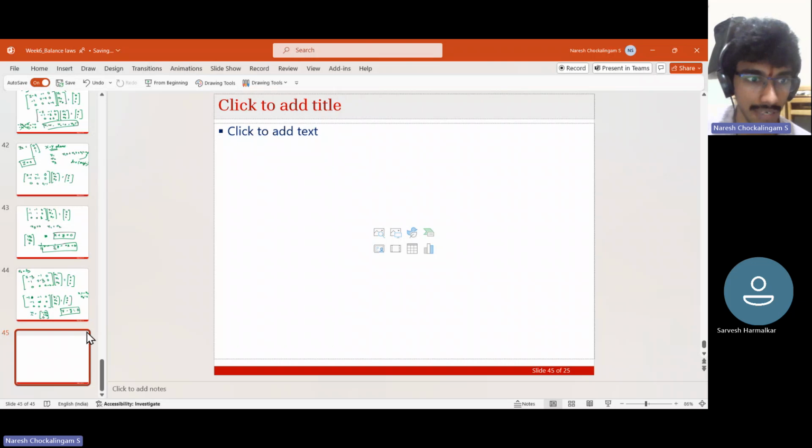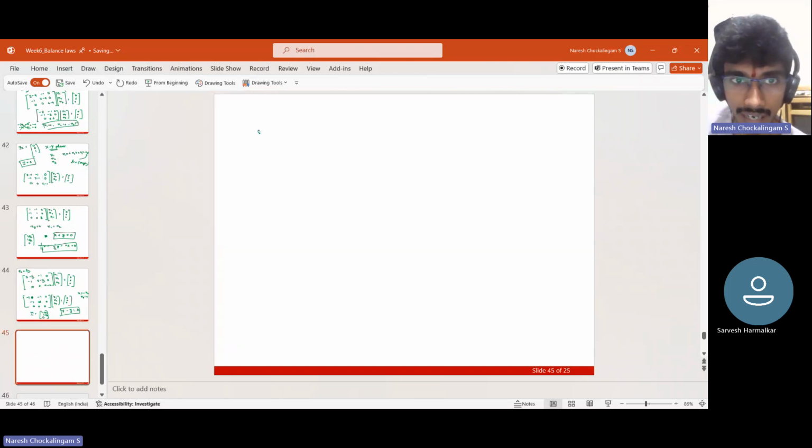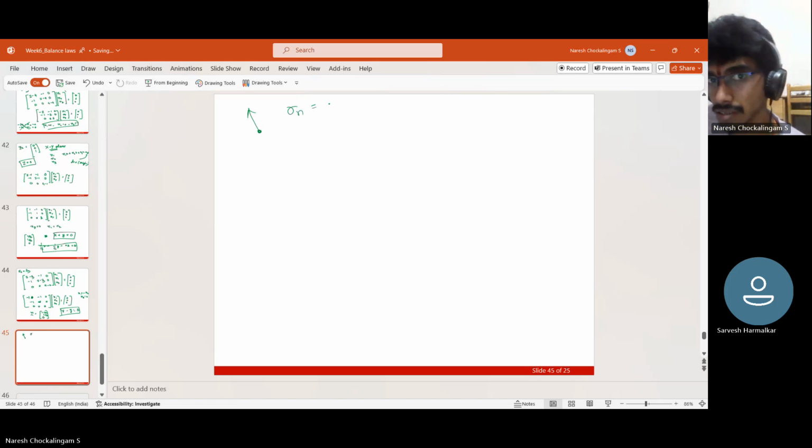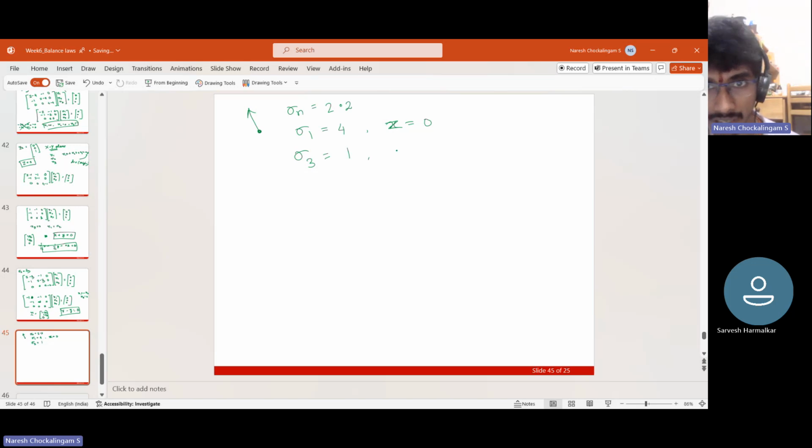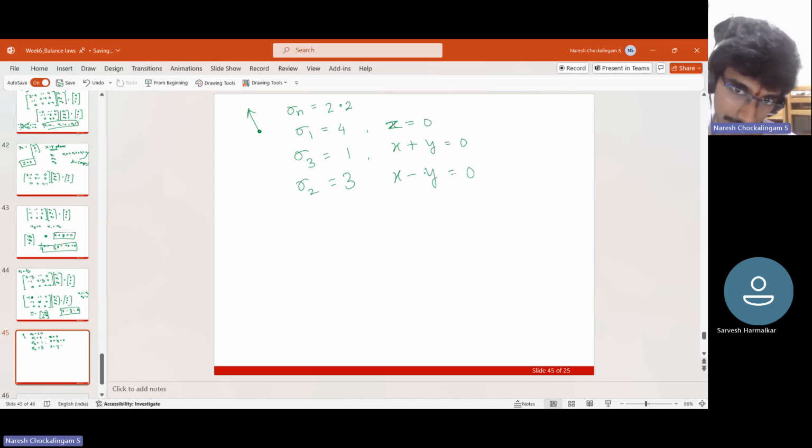So to summarize the answers for this question, at the origin, the normal stress is 2.2. The maximum principal stress is 4, which happens on the plane z equal to 0. And the minimum principal stress is 1, which happens on the plane x plus y equal to 0. And there's also another principal plane, corresponding to a sigma of 3, which is x minus y equal to 0.